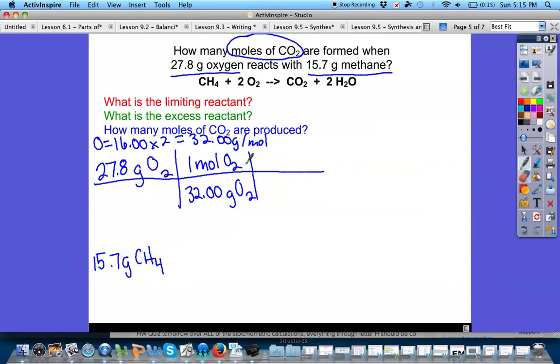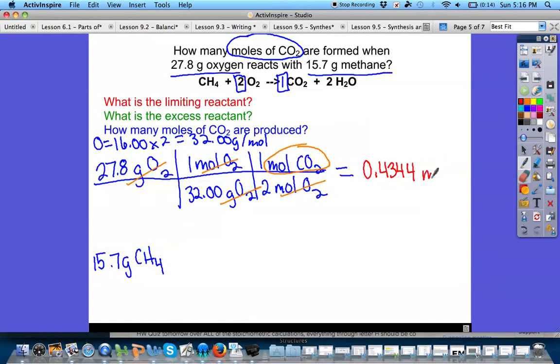Look at the chemical equation to get our mole-to-mole ratio. Well, we have 2 moles of oxygen, and we have 1 mole of carbon dioxide. So grams of O2 cancel, moles of O2 cancel. We're going to be left with moles of CO2. So we're going to take 27.8 divided by 32 times 2, which should give you 126. Sorry, I'm looking at the wrong problem. Did that in the last video too. Should give us 0.4344 moles of CO2.